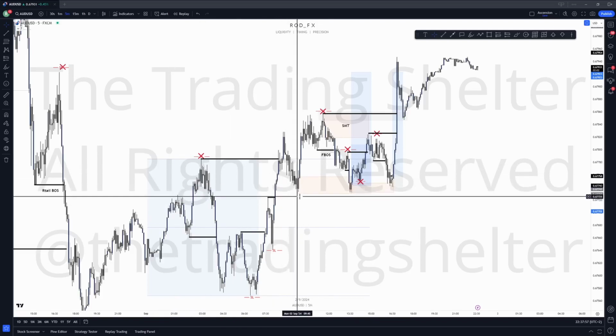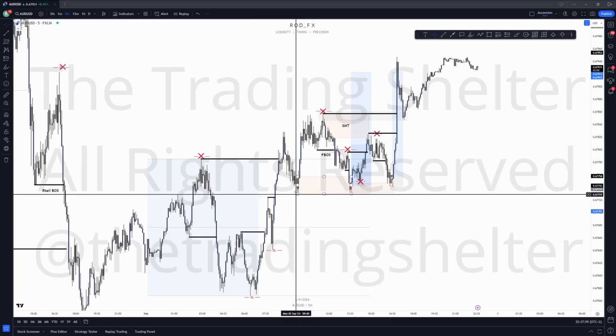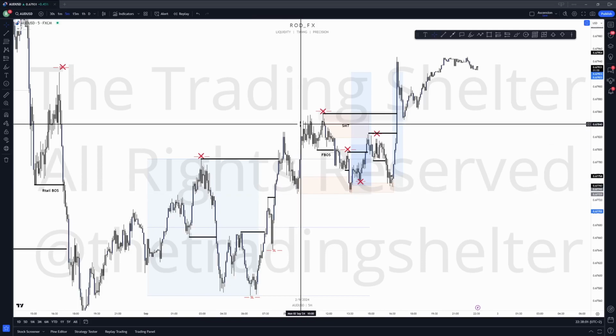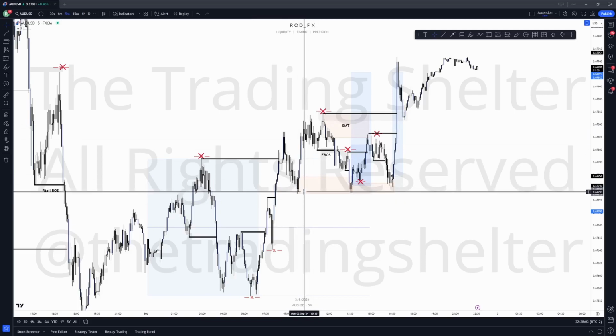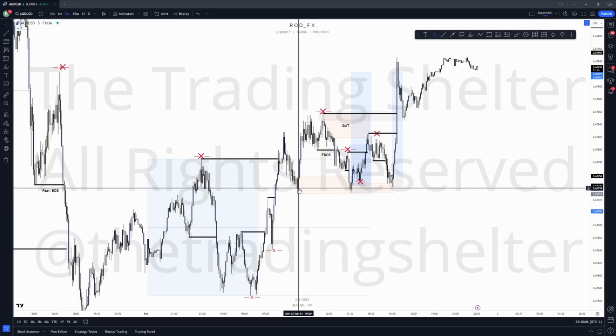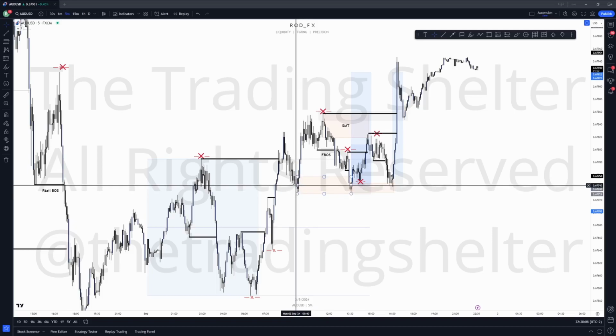Why are there no stop losses here? It's simple. We didn't have clear enticement higher, so there is no liquidity here. Try to identify this live, and if there's anything, you let me know.